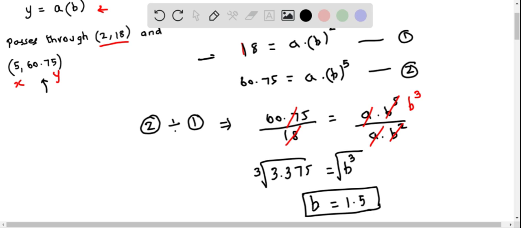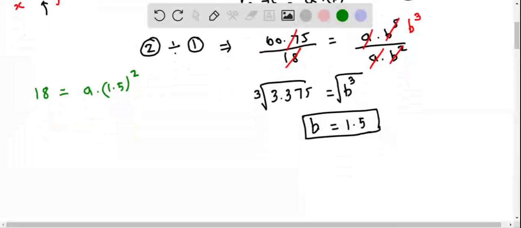I'm going to plug it into equation number 1. This seems a little bit simpler compared to equation number 2. So when I do that, I have 18 on the left side. This is equal to a times b we just found, that is 1.5 raised to the power of 2. It's basically 1.5 squared. So we can solve this for a. That is 18 equals a times 1.5 quantity squared.